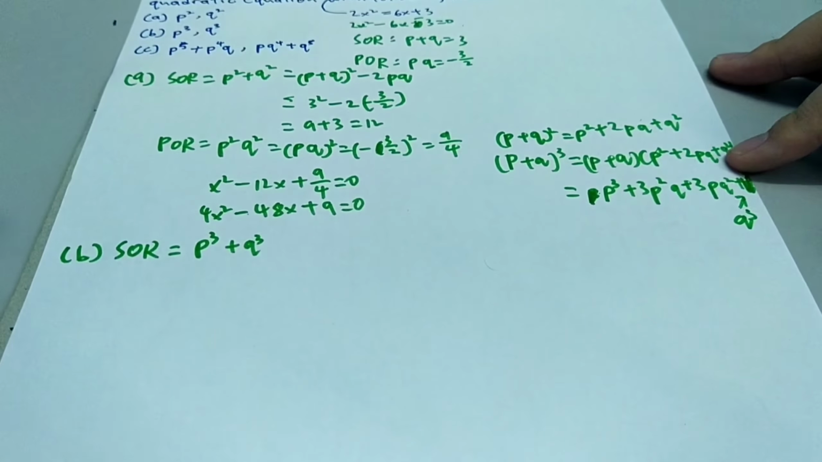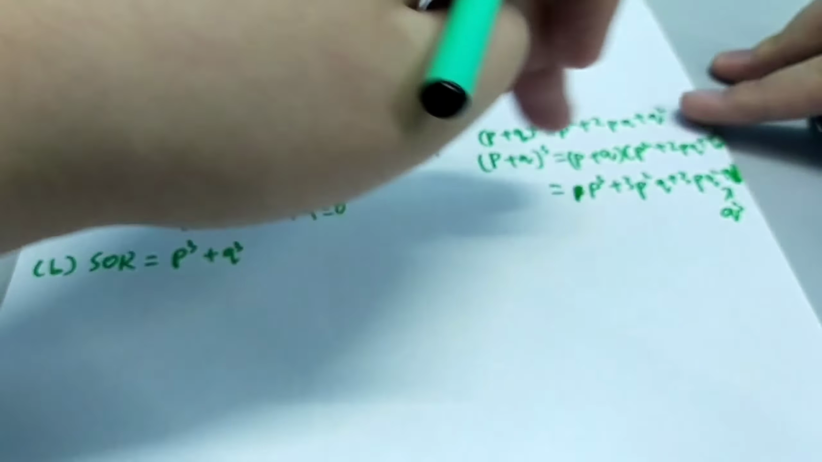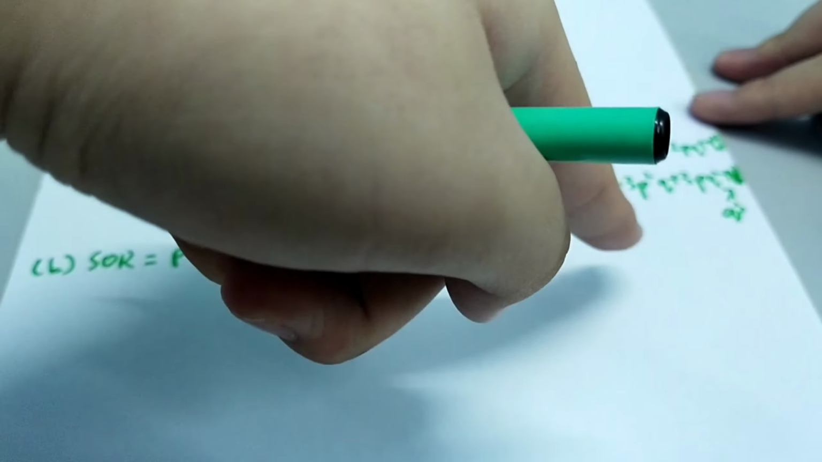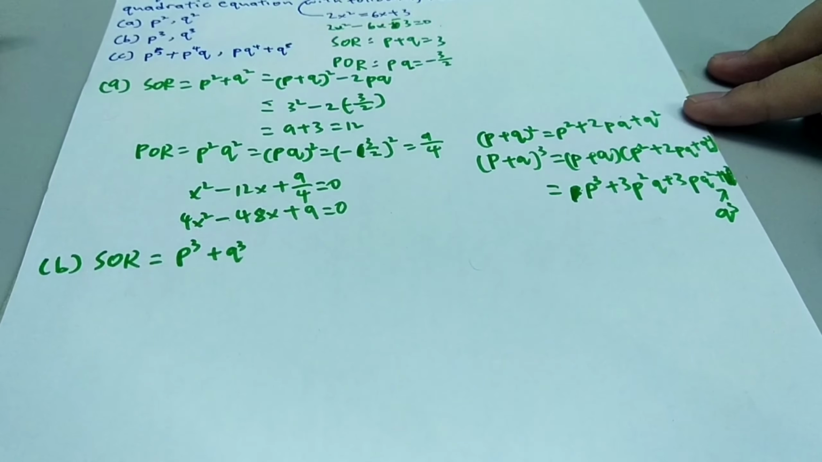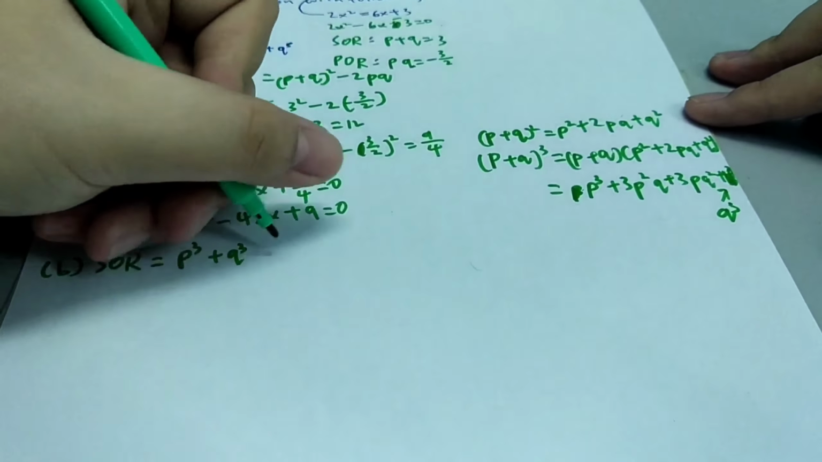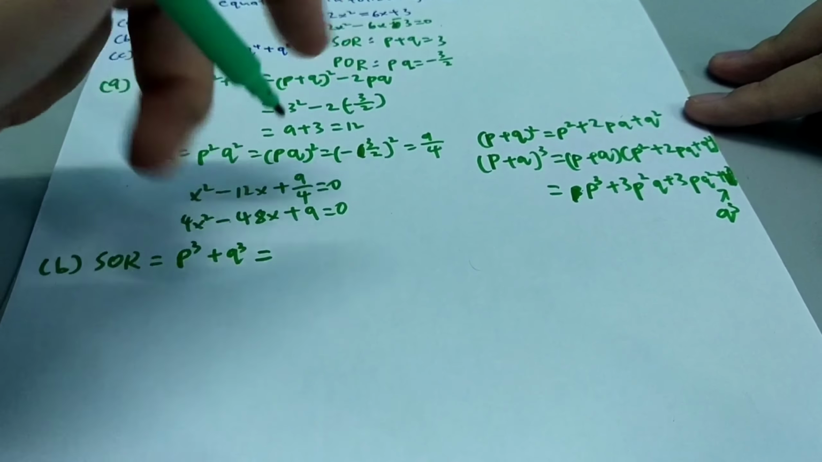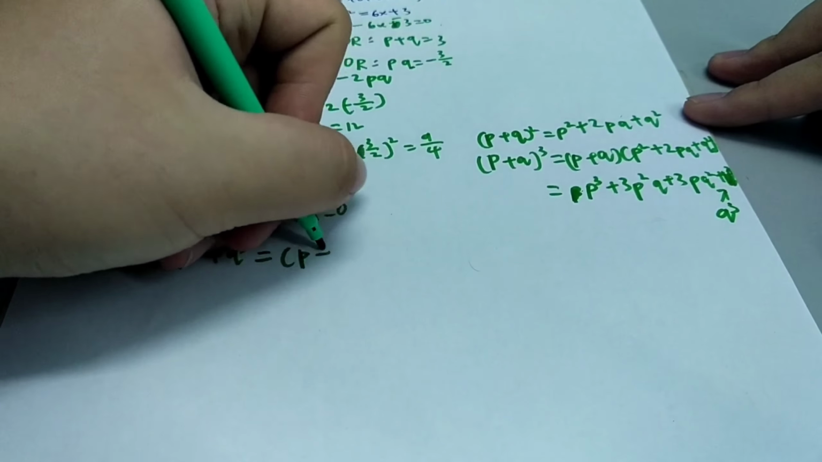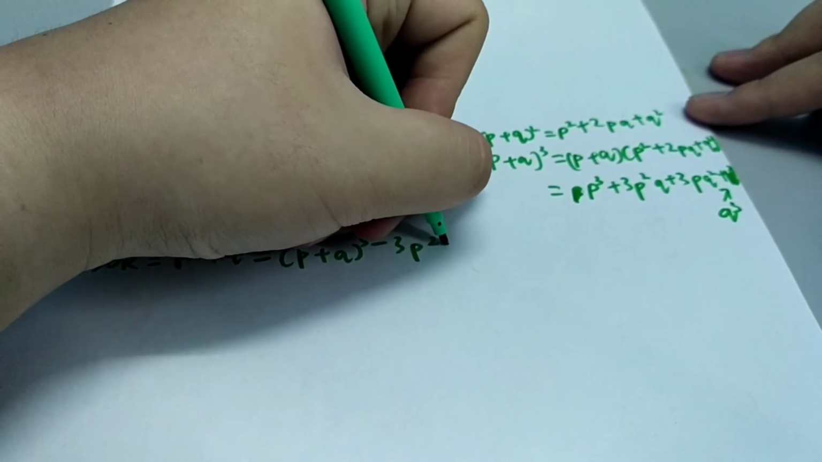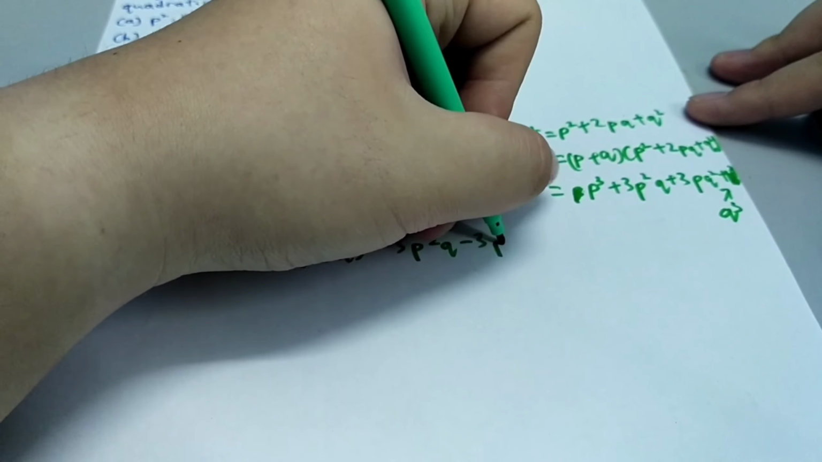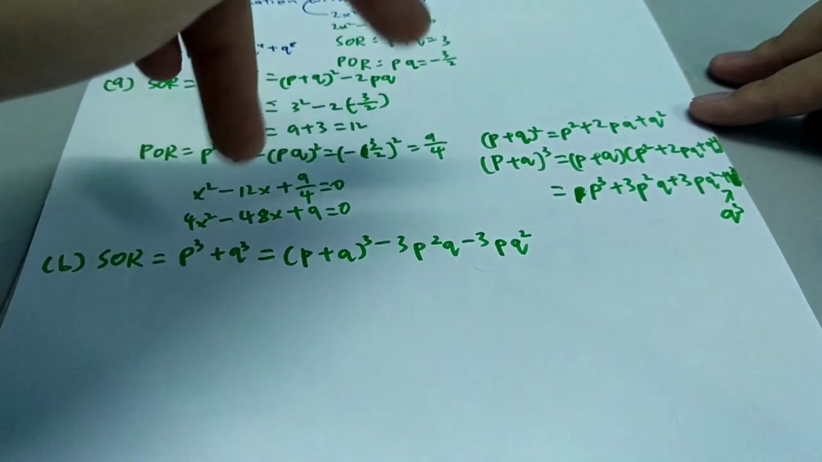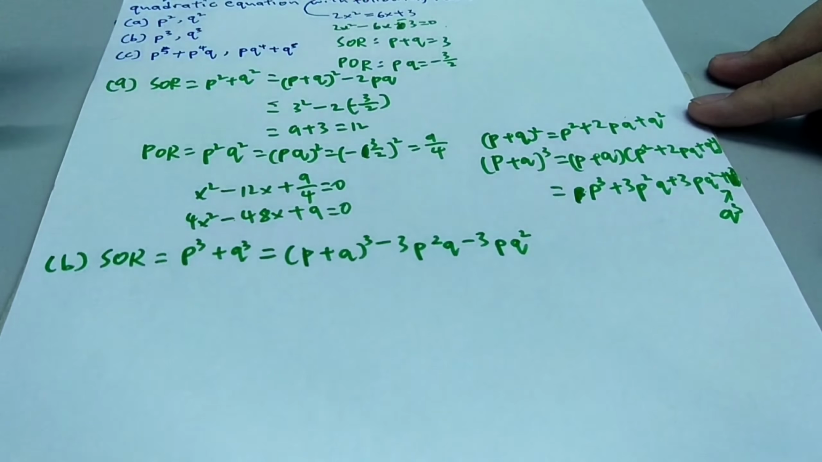Okay, and then since we are searching for p cubed plus q cubed, we will move the terms 3 times p squared q plus 3 times pq squared to the other side. So p cubed plus q cubed is going to equal (p plus q) cubed minus 3p squared q minus 3pq squared. And here is our problem. We got negative. So what can I do?